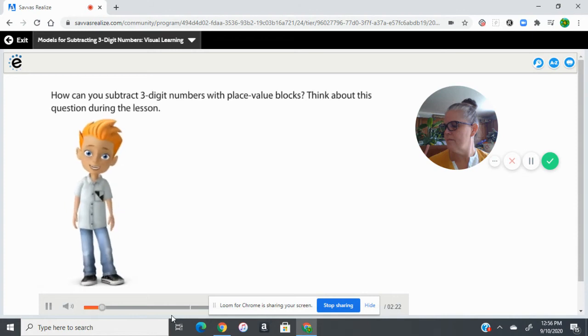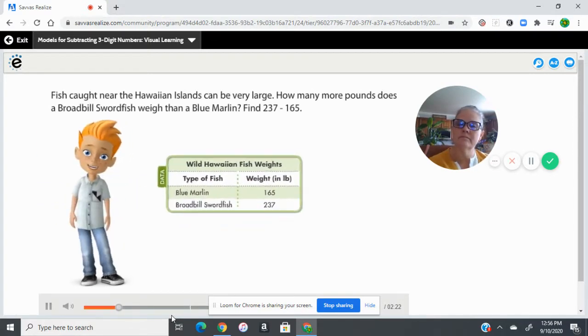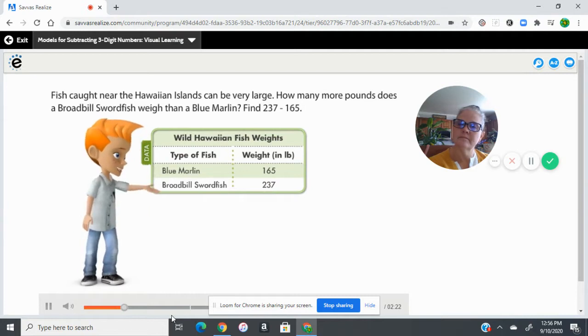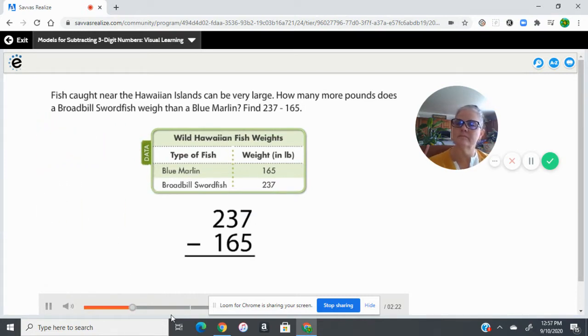How can you subtract 3-digit numbers with place value blocks? Think about this question during the lesson. Fish caught near the Hawaiian Islands can be very large. How many more pounds does a broadbill swordfish weigh than a blue marlin? Find 237 minus 165.